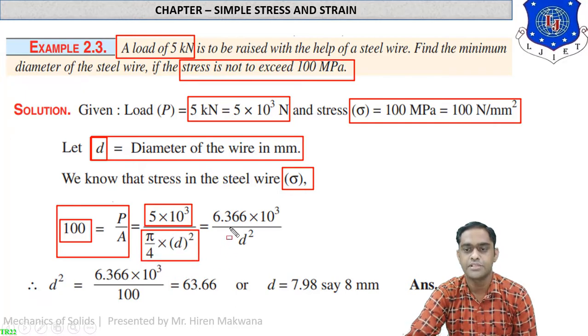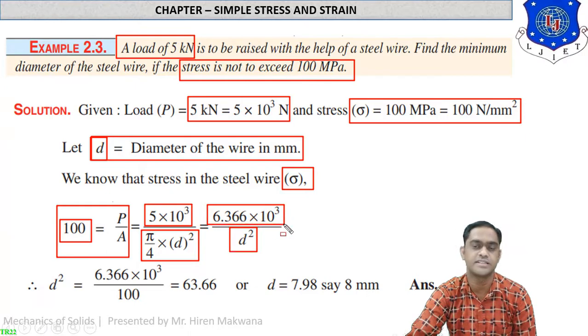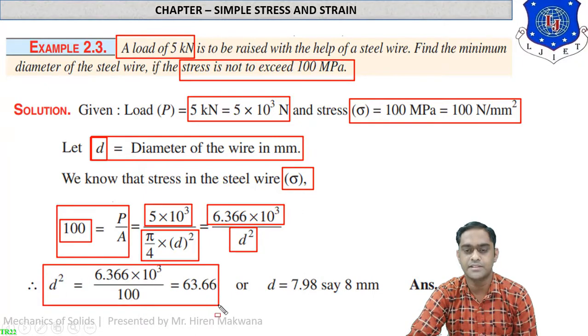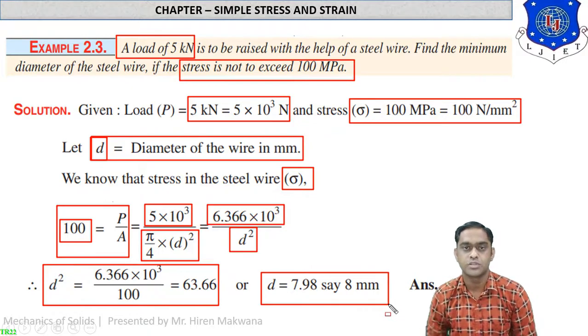So now d square remains unknown. Pi by 4 and 5 into 10 raised to 3 can be solved out with the help of calculator. It will give you the answer of 6.366 into 10 raised to 3. So making the subject as d square, you will get the answer 63.66. By doing the square root you will get d equal to 7.98, approximately equal to 8 mm. So this is finally the diameter of steel wire.